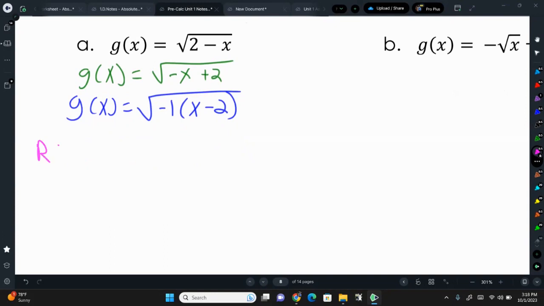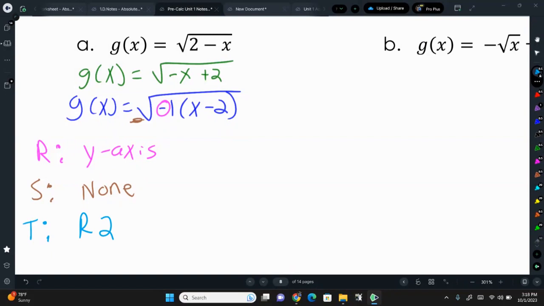So R for reflection, there is a reflection over the y-axis this time because we have this negative in front. Shrink or stretch, there is no shrink or stretch because there's no number in front. And our translation, we only have a number underneath the radical or in parentheses with the x. So that means we are going to be shifted right 2.